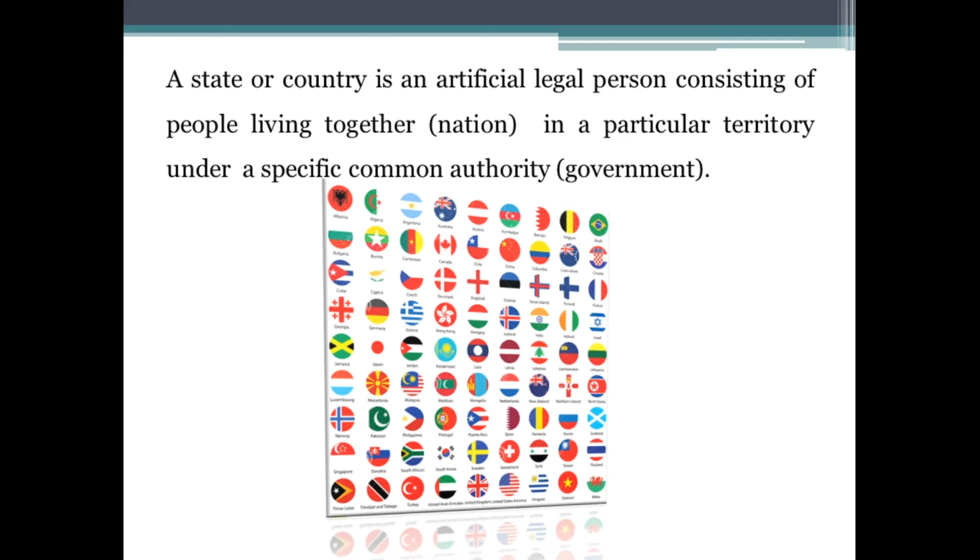That is a nation. The people live together in a particular territory under a specific common authority, which is a government. So, in other words, the state is a geographical area with people living in it. We have a common governing body who regulate, instruct, and guide them for the well-being of that community using the law. You can see the flags of various nations illustrated below in this picture. These are the various nations we are talking about. Some may call them nations, some may call them states, and others can call them countries.